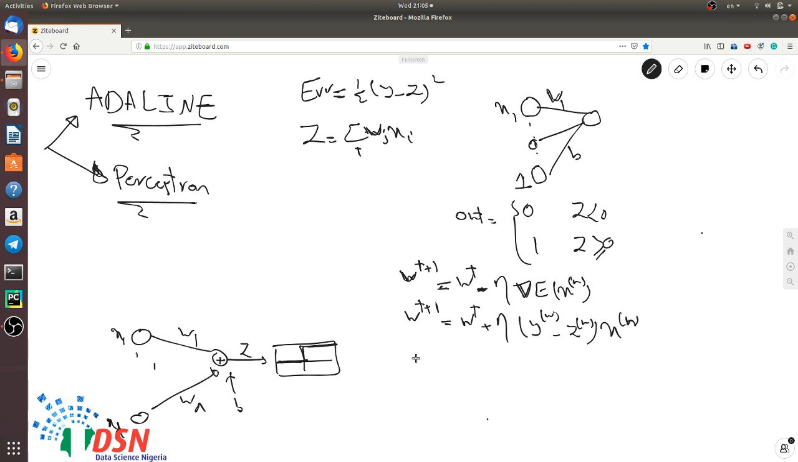So z is the sum of wi xi plus b, and we could put all of the weights in a vector and also include the bias term.